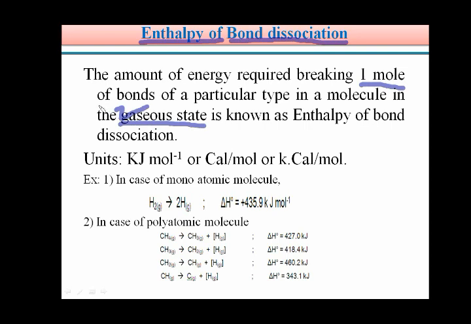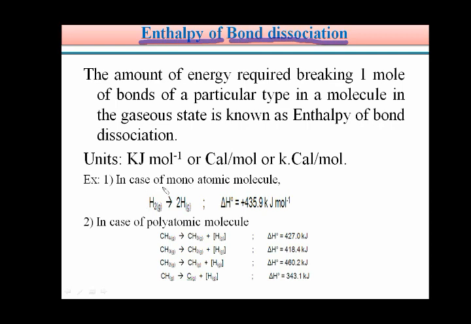The energy required to break 1 mole of bonds of a particular type in a gaseous state is known as the enthalpy of bond dissociation. Like enthalpy of formation, the units for enthalpy of bond dissociation are also kilojoules per mole. Kilojoules per mole is the unit of enthalpy of bond dissociation. So this enthalpy of bond dissociation we can explain with one example.